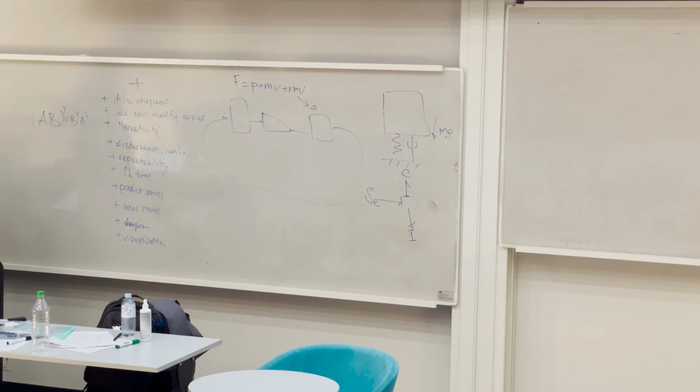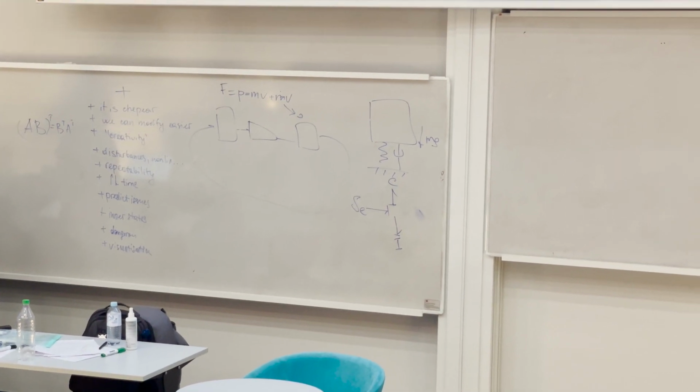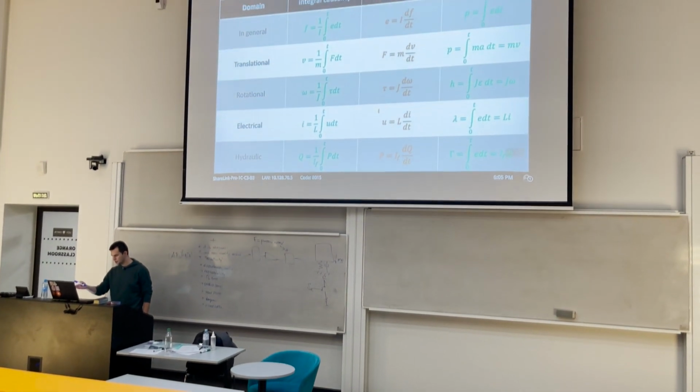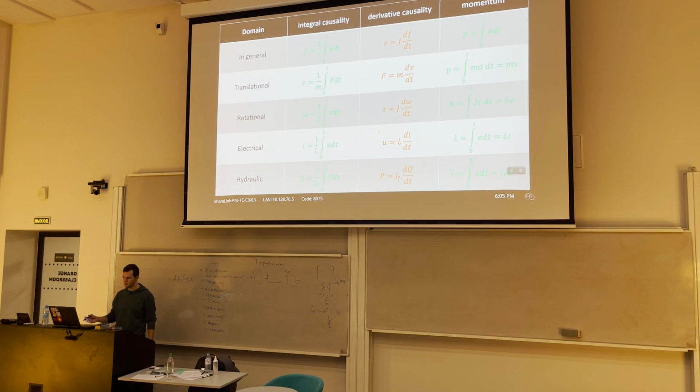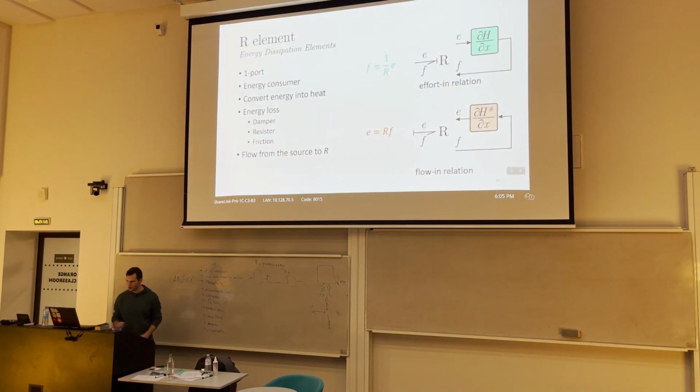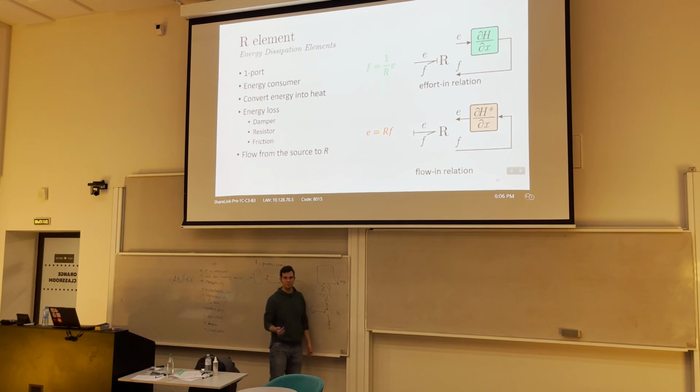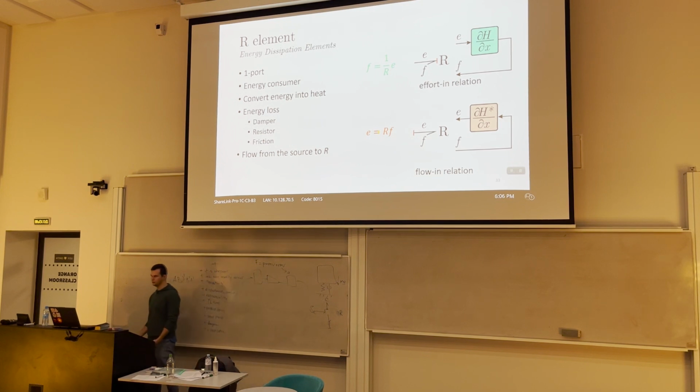And finally, here you can see the list of equations for different kinds of domains. And finally, we have the R element. It does not have causality, integral or derivative causality. It only depends on what you have. And here you can see that flow equals 1 over R times effort.